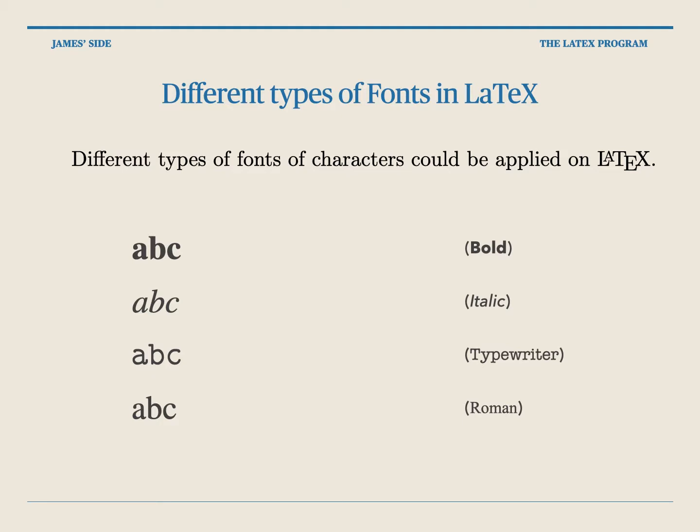Here we're introducing some different types of fonts which would apply to the fonts of the characters in LaTeX. In this case, for instance, you have the bold text where you add \bf in front of that. We're having the italic, you add \it. When you're having the typewriter one, you have the \tt. And for the Roman fonts, it's actually the \rm.